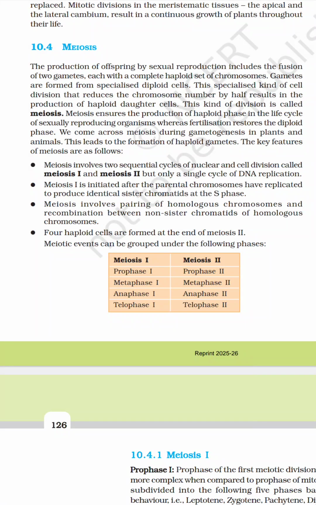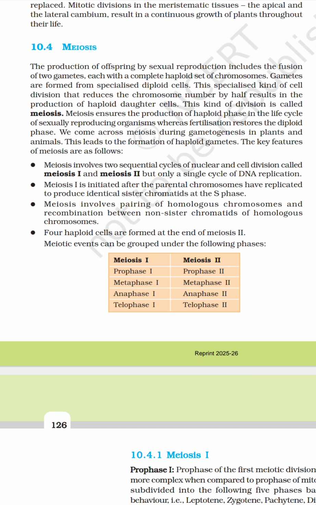Last video we discussed mitosis, the stages of mitosis, cytokinesis and the significance of mitosis. So here we'll discuss meiosis. Meiosis is also known as the reduction process.